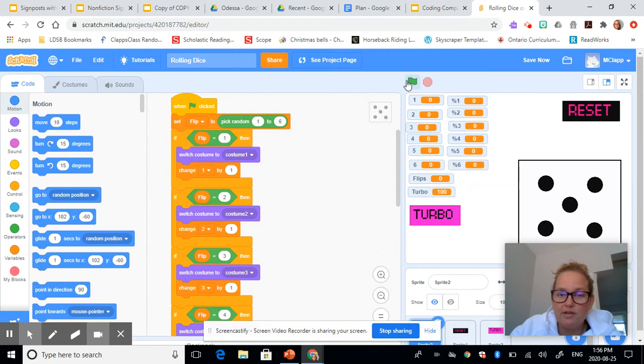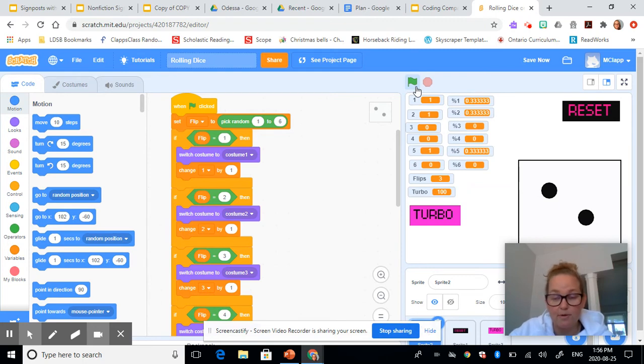And so when I press my green flag, it rolls a number, and let's say 1 flip, and I rolled a 1, so it's a 100% chance that I've rolled a 1. And then we're going to roll it a second time. So we've had 2 flips. I rolled a 5 and a 1. So each one's a 50% probability. And you can keep going, and you're talking about theoretical and experimental probability.